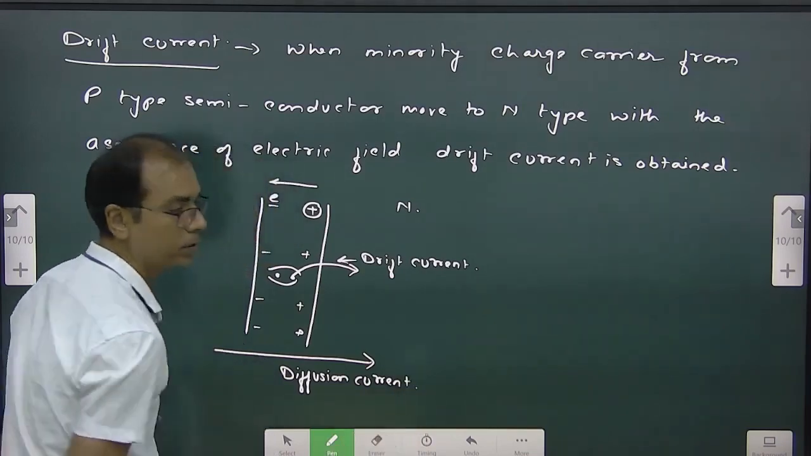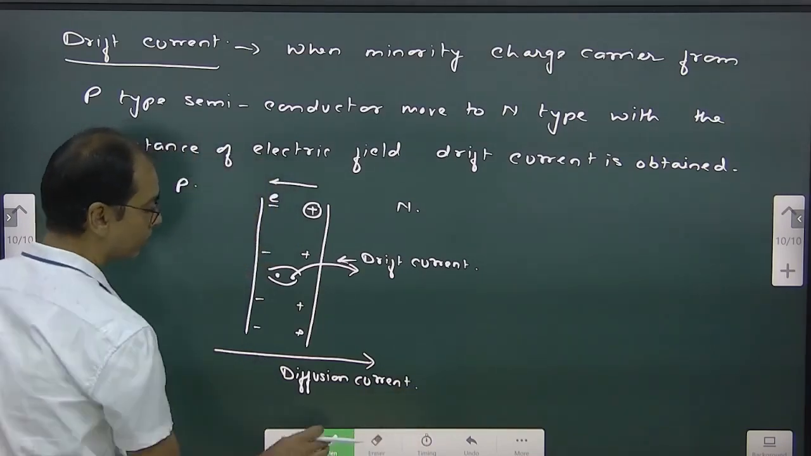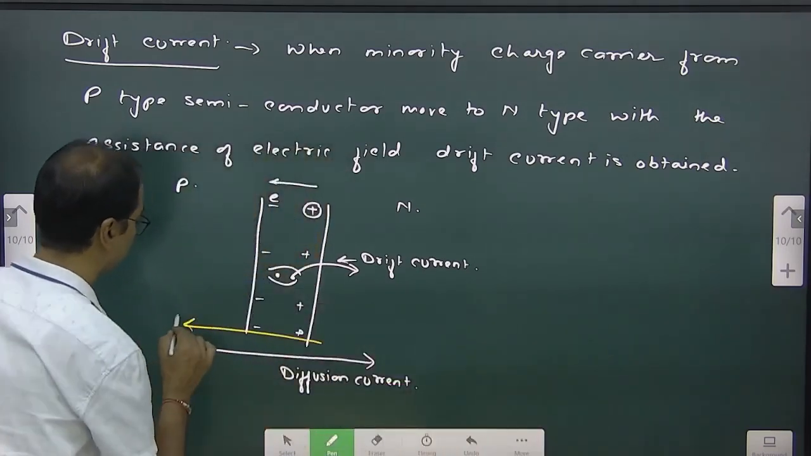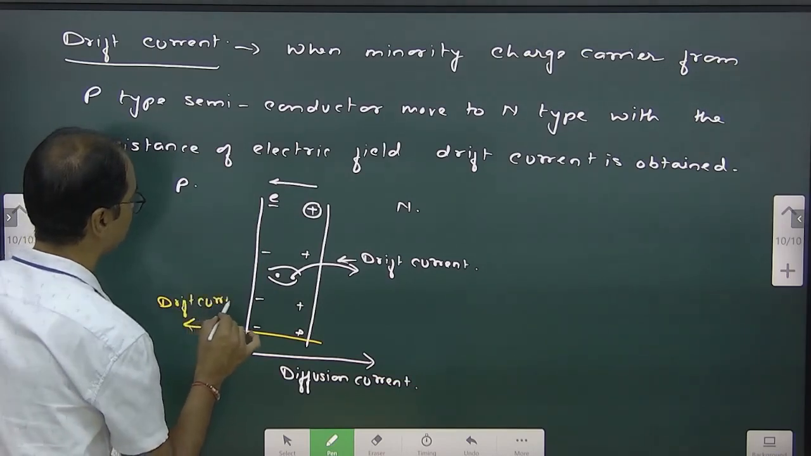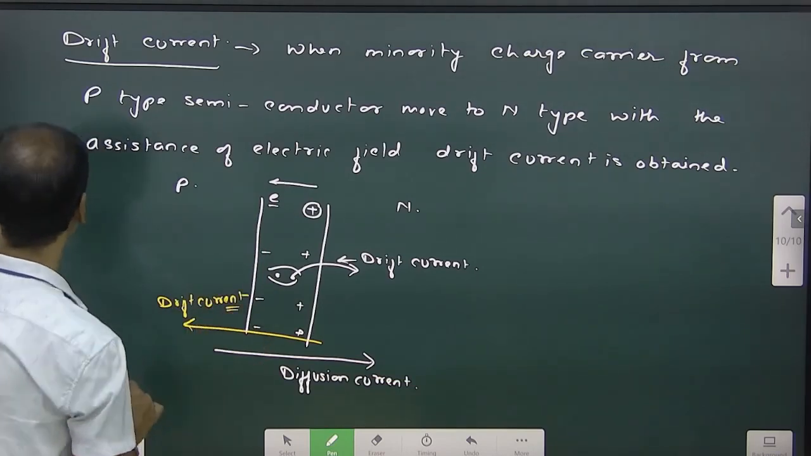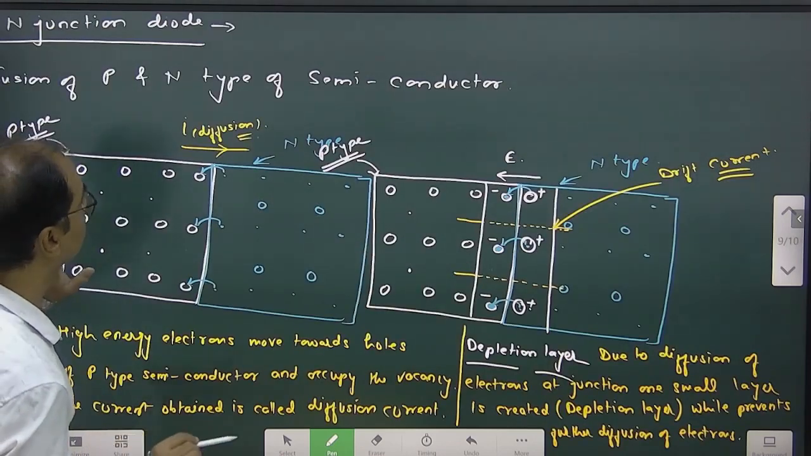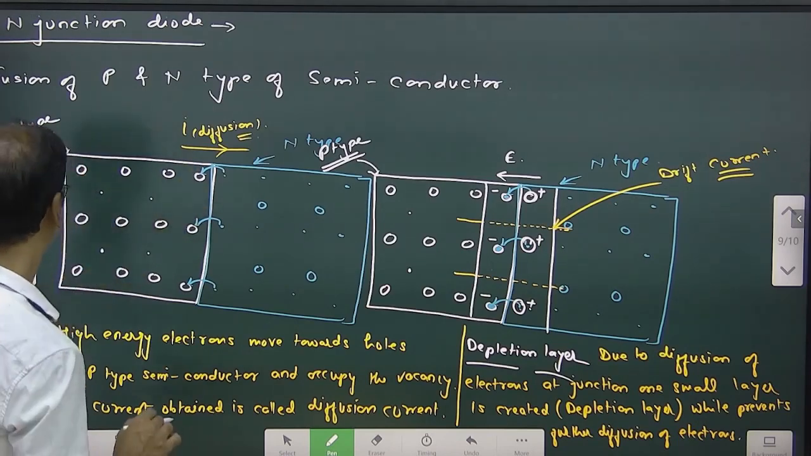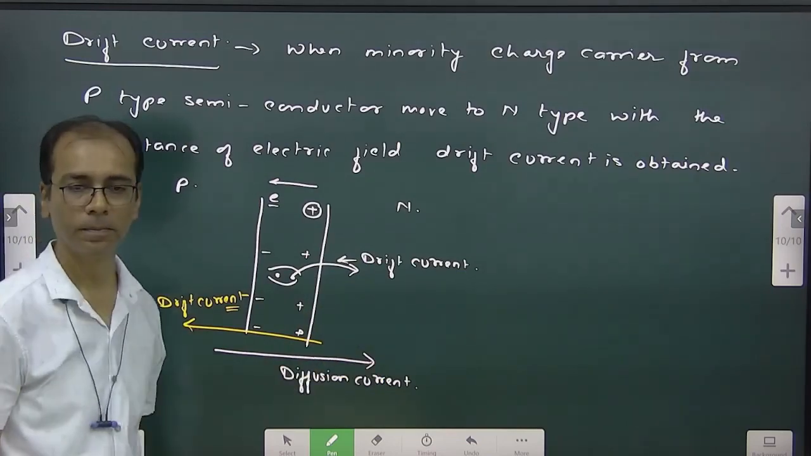Because current will always be in the opposite direction of the electron, right? I wrote direction of electron only. And how is drift current? Opposite to this. This is drift. Let me check in the previous slide also, what I have done. Where is drift current? Okay, I have not shown the direction. Diffusion is okay. Okay, so diffusion current is this, drift current is this.